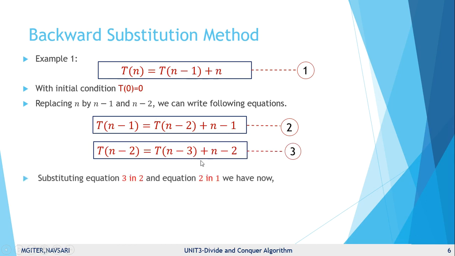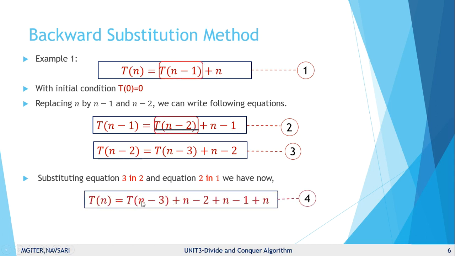Now we put equation 3 in 2 and equation 2 in 1, we get the following. So T(n-2), 3 in 2. So T(n-2) is equal to T(n-3) + n-2 + n-1, and the 2 in 1. So T(n-1) is equal to T(n-3) + n-2 + n-1 + n.